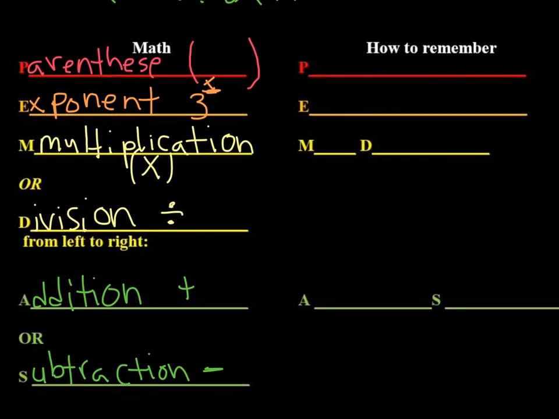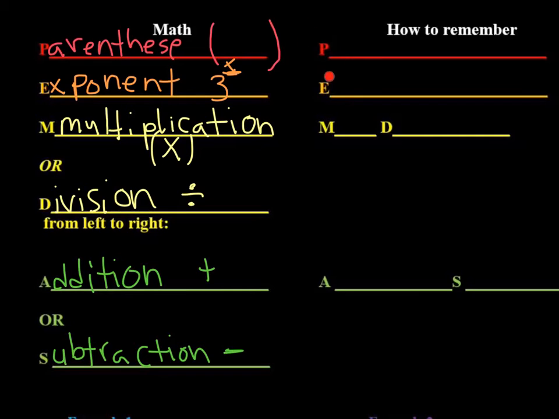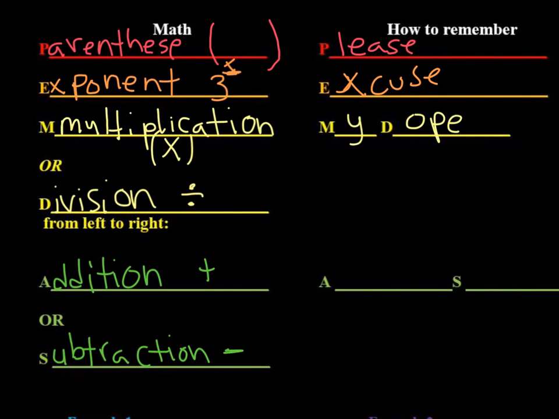So all you really need to remember is P-E-M-D-A-S. And one way to remember that is the P, we can say please, P-L-E-A-S-E, please. The E will represent excuse, E-X-C-U-S-E, excuse. The M will stand for my. The D will stand for dope, D-O-P-E. The A will stand for awesome, A-W-E-S-O-M-E. And S will stand for swag, S-W-A-G.